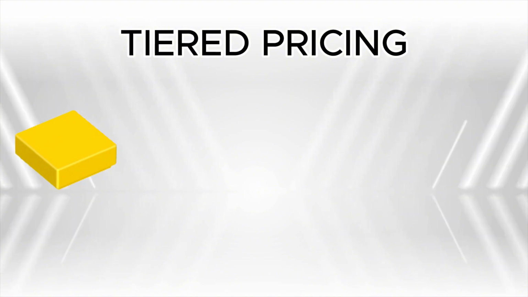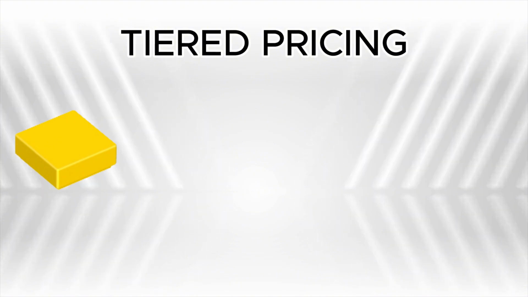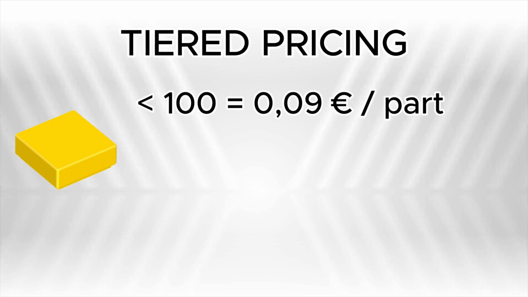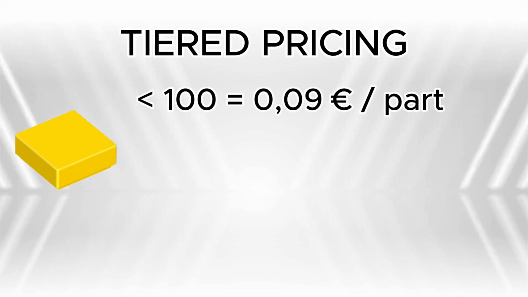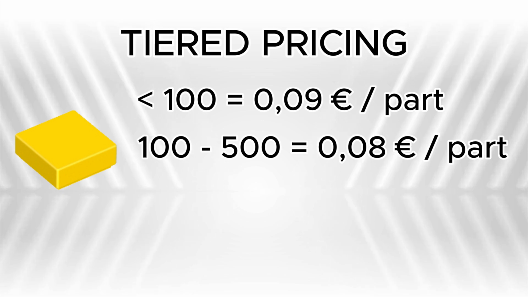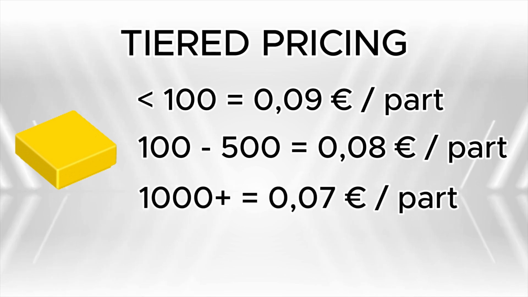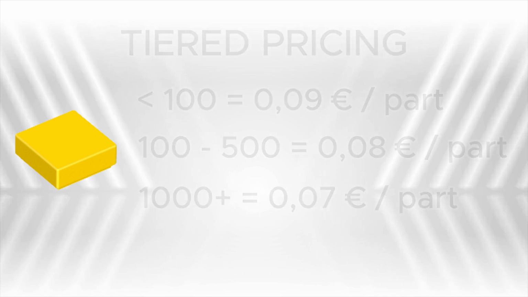Tiered pricing is mostly used by very big stores. Stores that literally have thousands of the same parts can choose to sell at a different price depending on the quantity that you buy. So for example, let's take the yellow tile 1x1, item number 3070. So let's say if you buy less than 100, the price will be 9 cents per piece. If you buy between 100 and 500, the price will be 8 cents per piece. And if you buy 1,000 or more, you will be paying 7 cents per piece. Of course these numbers are just an example, but it really captures the essence of tiered pricing.